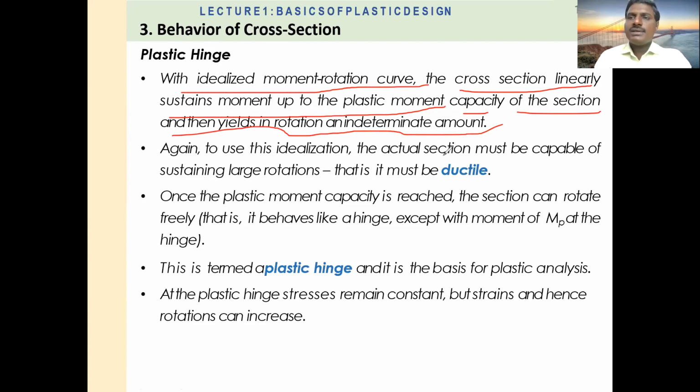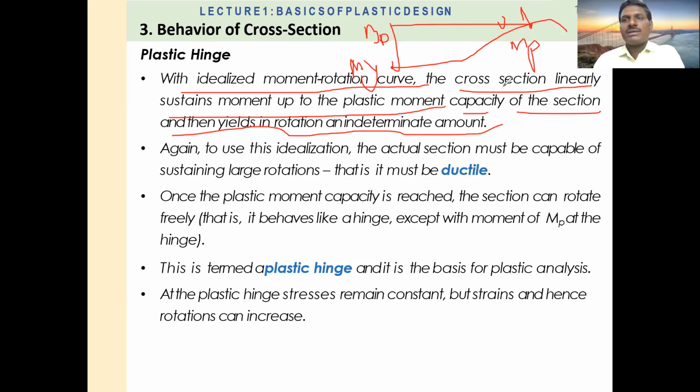Your member after the elastic limit goes into the plastic zone. At that time, the linear variation, linearly sustained moment up to the plastic moment capacity. At what point is plastic moment greater? So this is your necking point. It means ultimate load is there. So at that ultimate load, your plastic moment capacity is reached. Highest plastic moment capacity is here. And this is the My. And this is your MP. So My is at yield point and MP is at ultimate point.